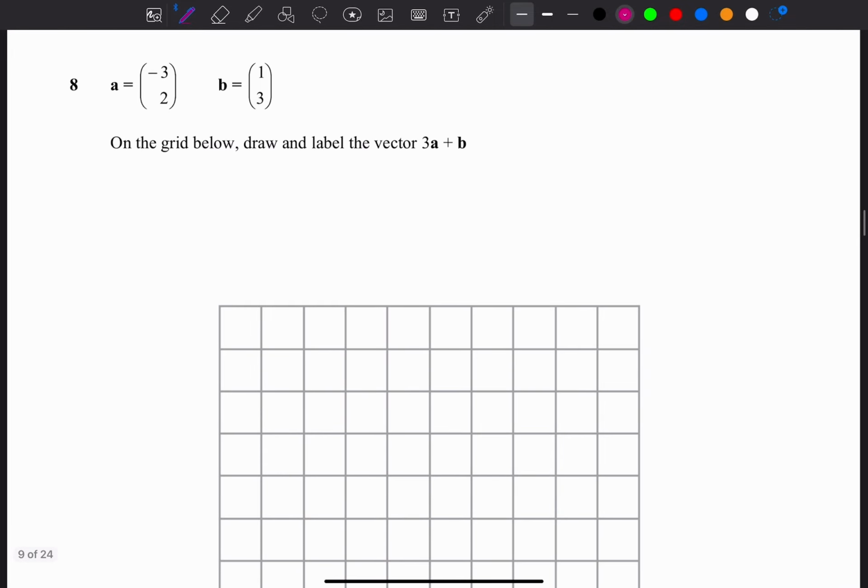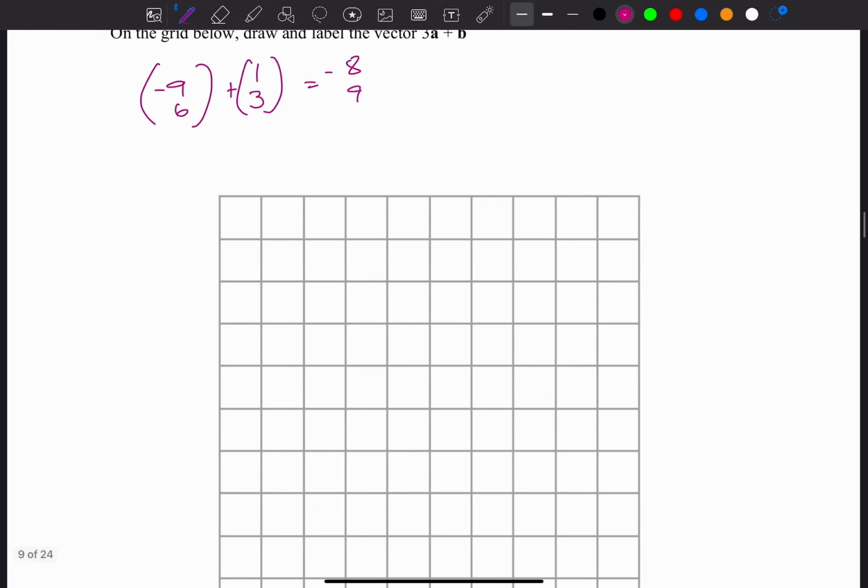Draw 3a. Okay, so 3a. So if this is a, what is this one? 3a means the 3 to the minus 9, 6. Plus the b, 1 and 3, which makes it minus 8 and 9. So minus 8 means you have to go left 8. So let's say we start here. You go left 8: 1, 2, 3, 4, 5, 6, 7, 8. Oh gosh, you can't start here because you have to go 9 up. Oh gosh, that's a bad idea.